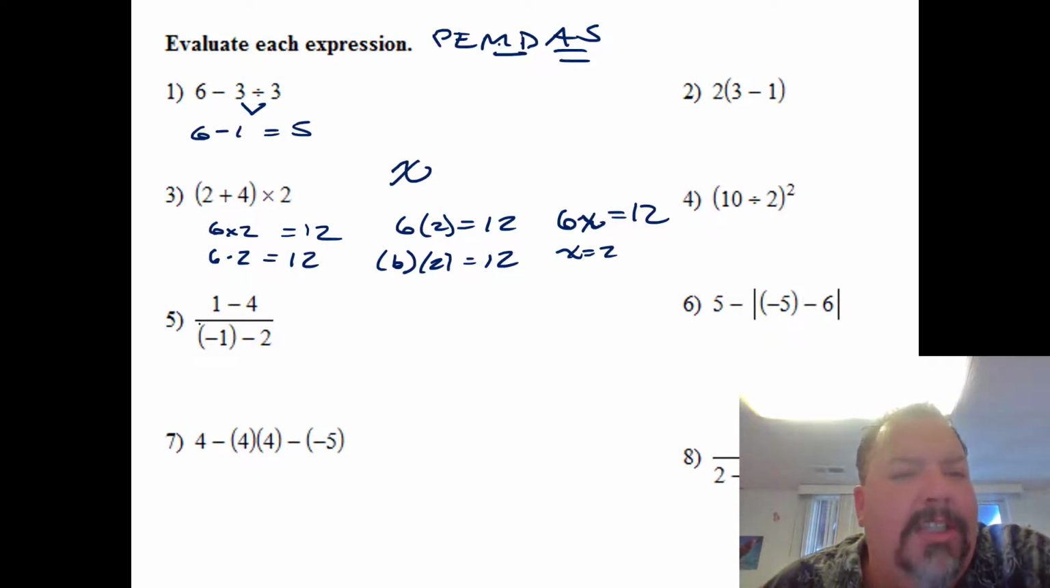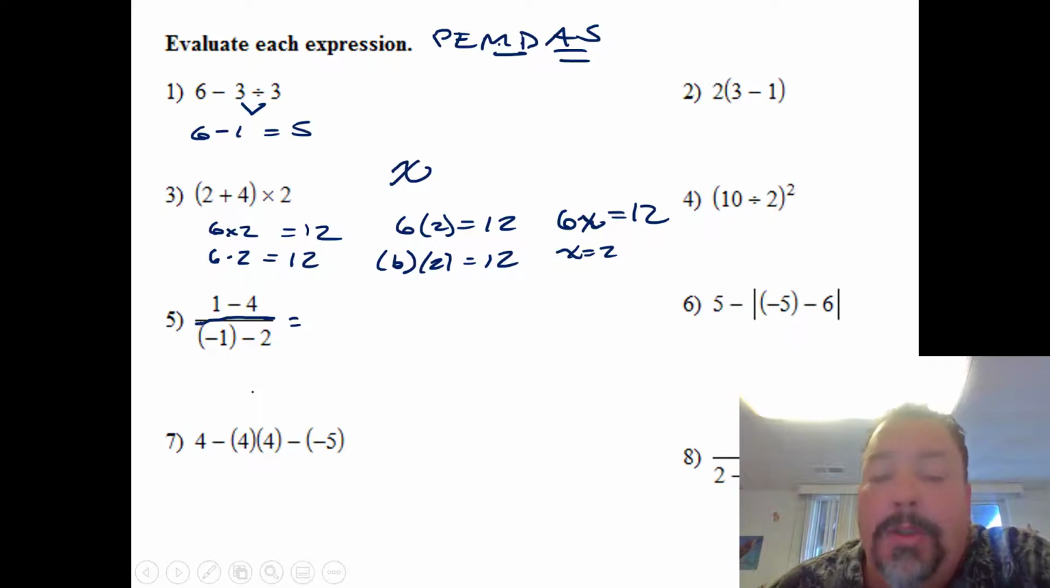For number 5, here's where we have a fraction bar to show you how that can be used as a grouping symbol. When you have a fraction bar, you have to resolve what's on the top and resolve what's on the bottom before you do the fraction, before you divide them. So on the top, 1 minus 4, that gives you negative 3.